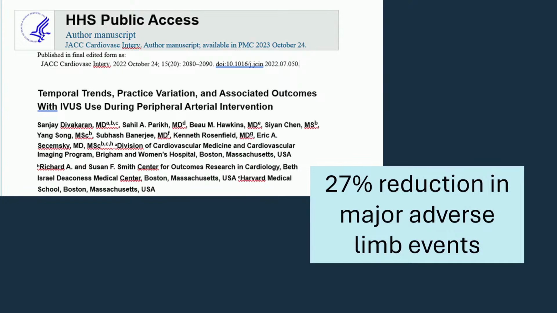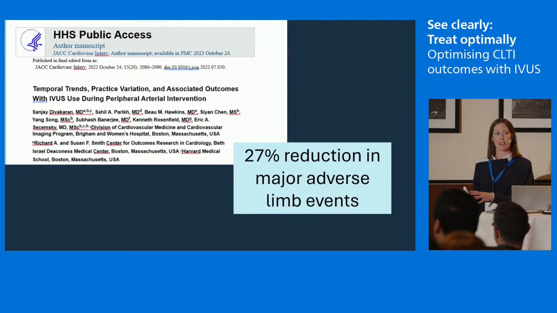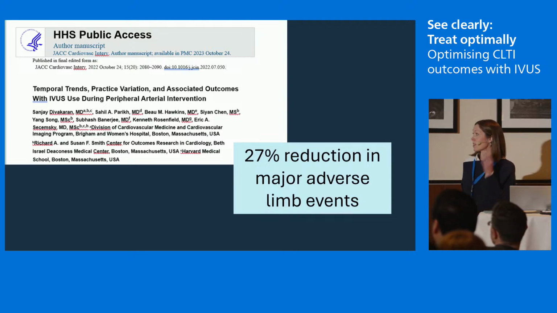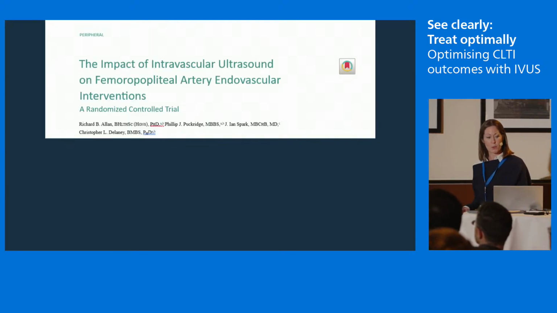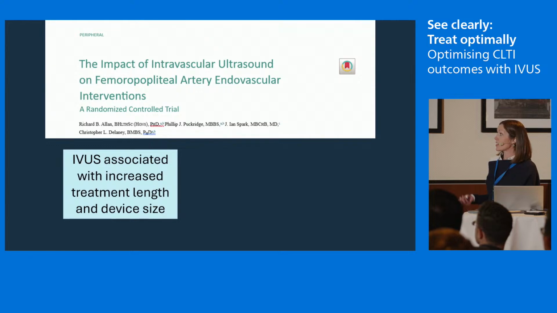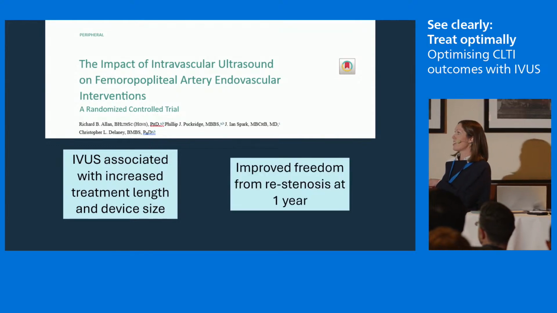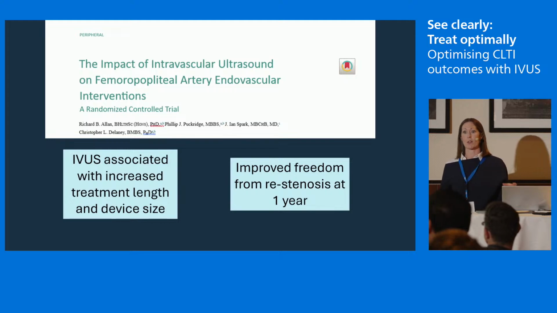That's quite powerful to me, speaking as a generalist who cares about clinical outcomes and probably a little bit about how we deliver good, high quality care within a public sector health system. So that paper sprung out to me. And the other one that we've talked about several times this afternoon tells us a little bit about how IVUS is achieving those outcomes. This is the Allen randomized trial, and basically it looks at bigger device sizes and bigger treatment lengths.